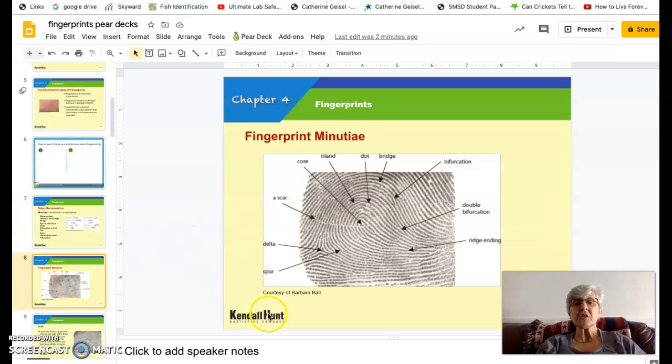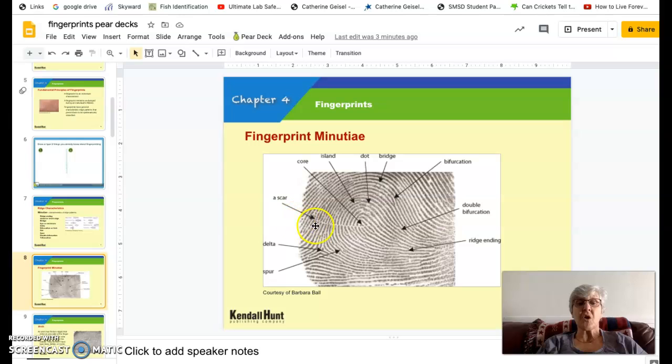So let's look a little bit here, and it's kind of hard to see. We're going to use magnifying glasses when we use this in class. But notice that little extension coming off of there is a spur. This is a delta. And if you look at this overall fingerprint, because the central section comes in on one side and exits out on the other, this is considered to be a loop. A loop has one delta, and that's part of what distinguishes it as a loop.